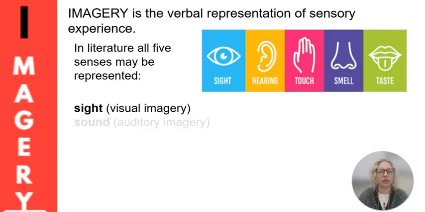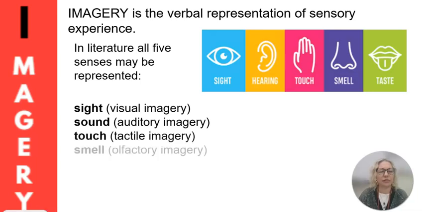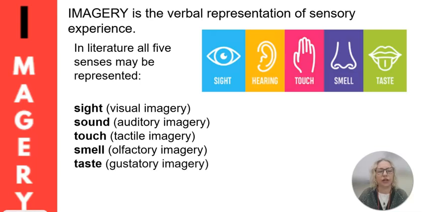Visual imagery, we say. Auditory imagery. I used to always think that this was contradictory, right? If it's imagery, how can it be auditory? But it's a thing. It's a detail that creates a sound for the reader. Touch is tactile imagery, smell, olfactory imagery, and taste is gustatory imagery. You don't have to know these, but boy, you'd sound smart if you did.